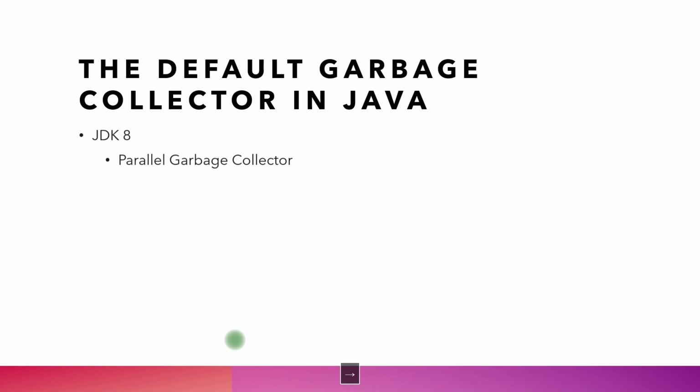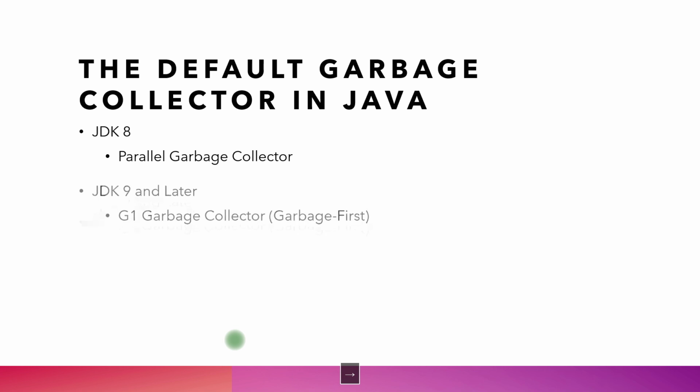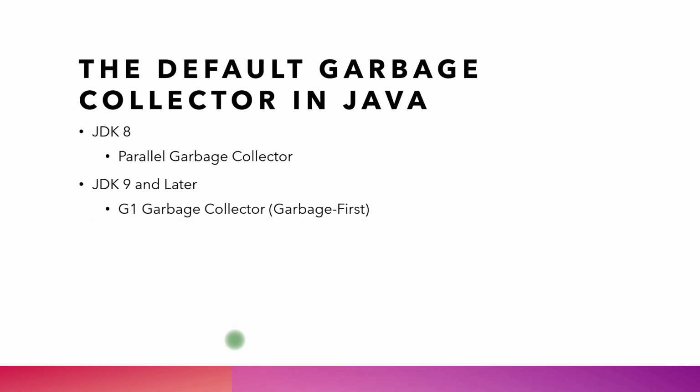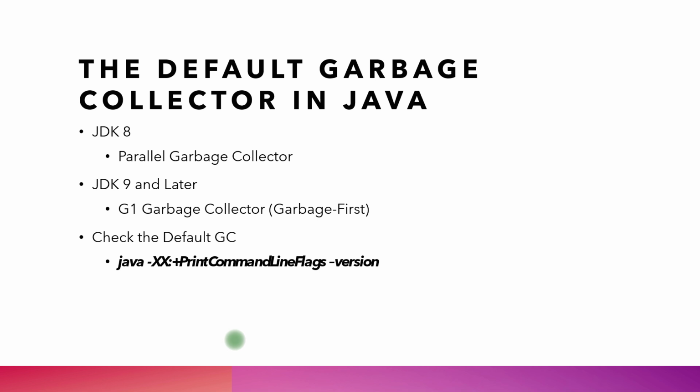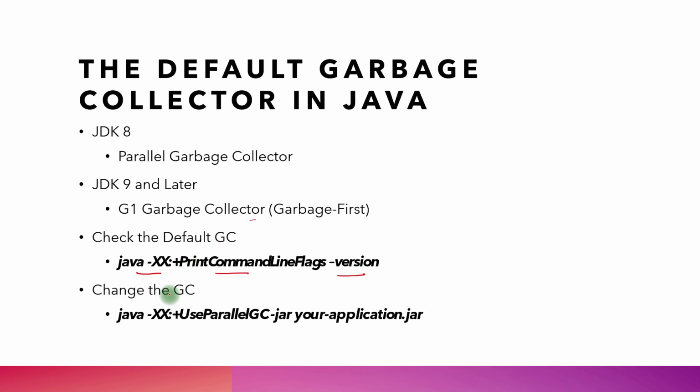When we talk about JDK 8, the parallel garbage collector was the default one. From JDK 9 and later, the G1 garbage collector, that is garbage first collector, got the priority, and it is being used as the default garbage collector in the latest versions, JDK 22-23, also. If you have to check what the default GC in use is, this is the command that can be used. Just copy this command from here and put it in the terminal, and it will give you the default GC. If you have to change the GC, this is how it can be changed: java -XX, then the option, then the name of the garbage collector, then -jar, and your application that is running.